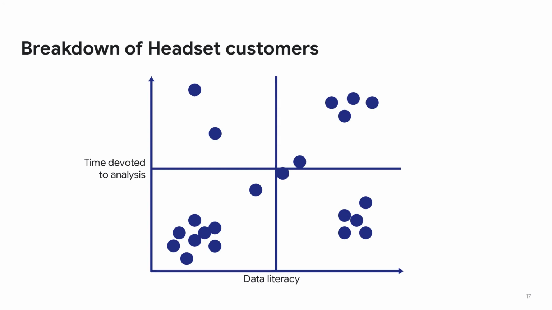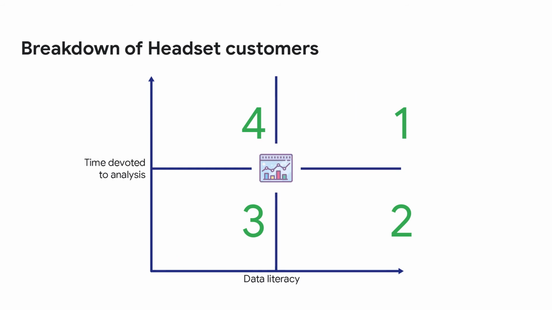We picked data literacy, which is down there on the bottom. And then we picked time devoted to analytics. We broke all of our users into these two attributes and arrived at a set of quadrants. So when we think about breaking our users down this way, what we wanted to do is decide how each user interacts with our data.